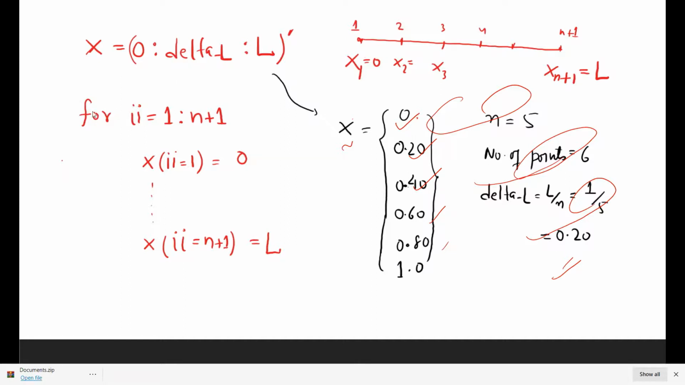So a for loop is there. For I equals 1 to n plus 1, x of I. If I is 1, the first value is there; x of 1 is nothing but the storage at the first position, which is 0. So x of 1 would be 0. If we ask for x of 2, then it would be 0.2. And so on, at any position we can get the value. X of 3 is how much? 0.4. So we can get any value within this vector.